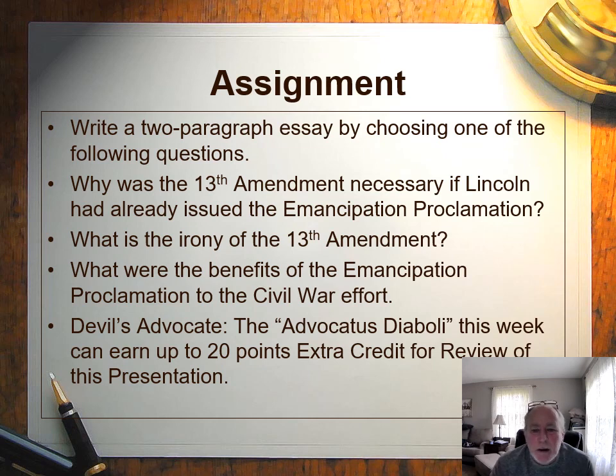Why was the 13th Amendment necessary if Lincoln had already issued the Emancipation Proclamation? What is the irony involved with the 13th Amendment? What were the benefits of the Emancipation Proclamation to the Civil War effort?